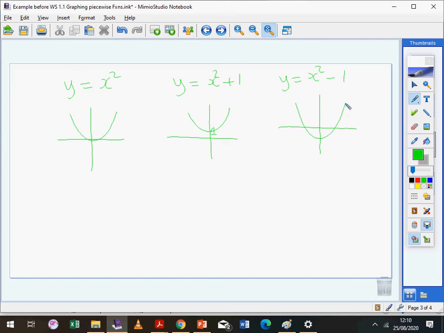Now, if it's y equals x plus 1 squared, it is shifted still, but instead of being shifted along the y-axis, it's shifted along the x-axis.